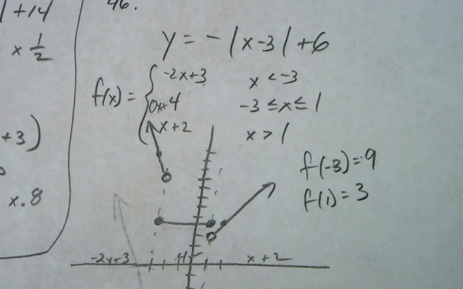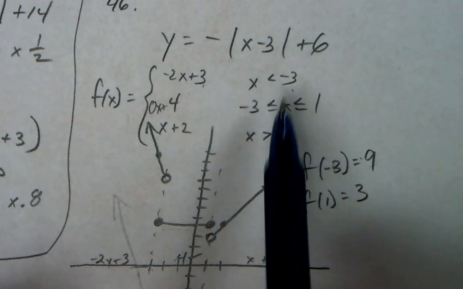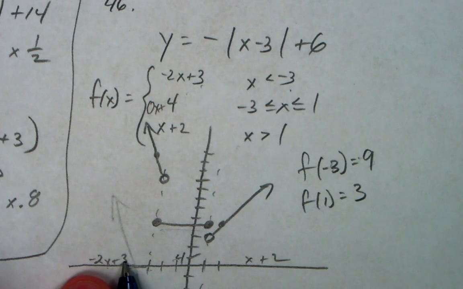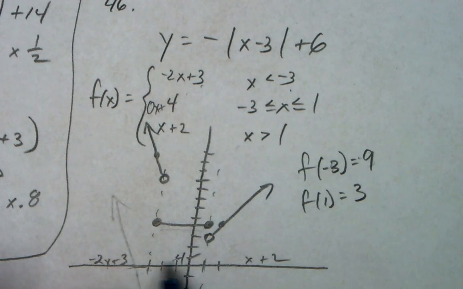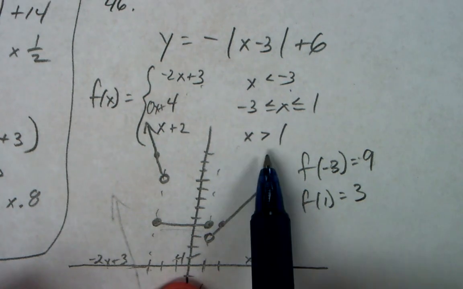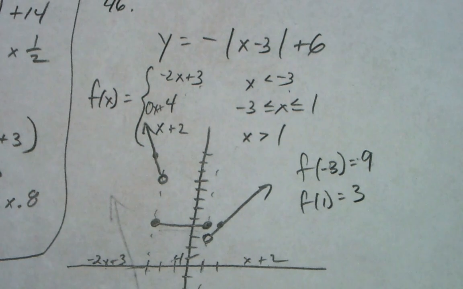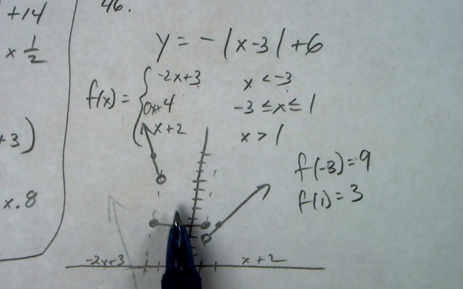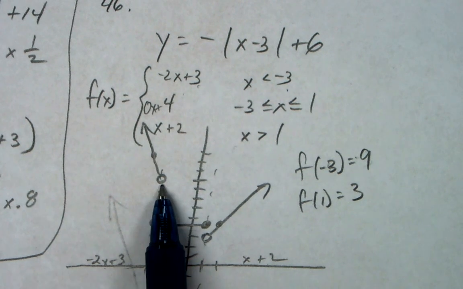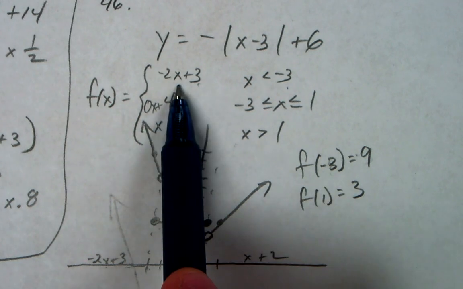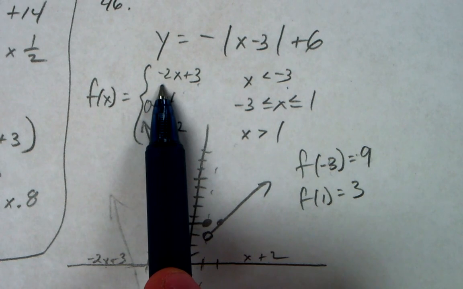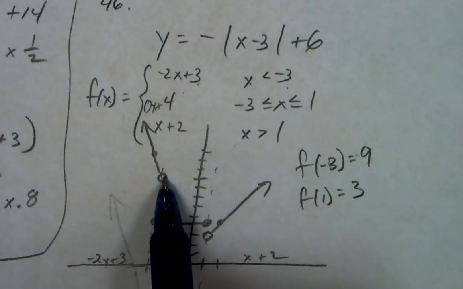Okay, so here we go. First thing I did, I said x is less than 3, so I chopped it up, wrote that equation right here, so I know what to plug it into in that section. This middle part, 0x plus 4, from -3 to 1, so I wrote that down. Greater than 1, x plus 2, I wrote that down. Okay? So, to know where this section is going to start, or where it's going to end, you can look at it either way. I plugged in -3. So if I plug in -3 right here, -3 times -2 gives me 6, plus 3 gives me 9. So that's way up at 9.